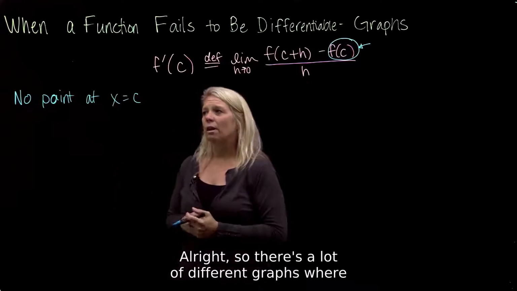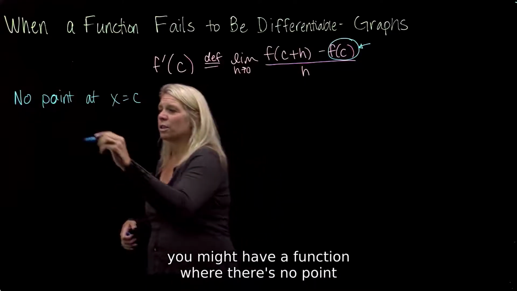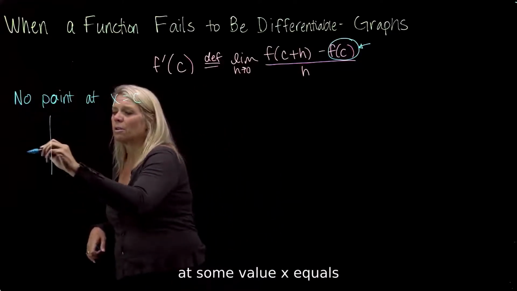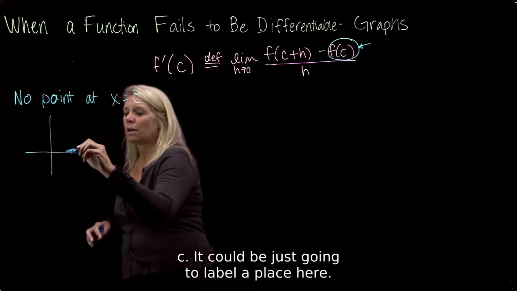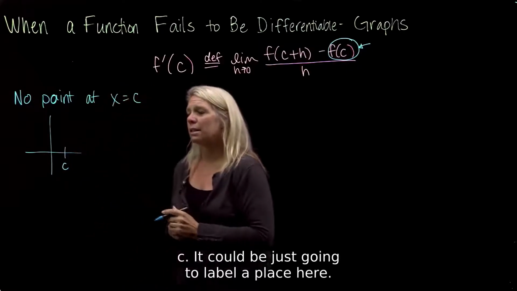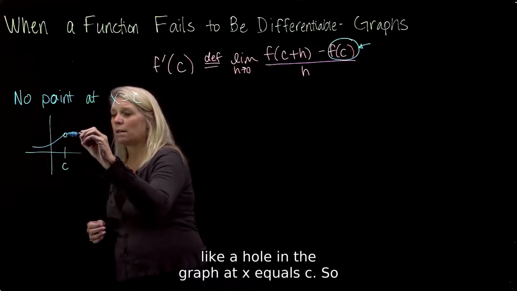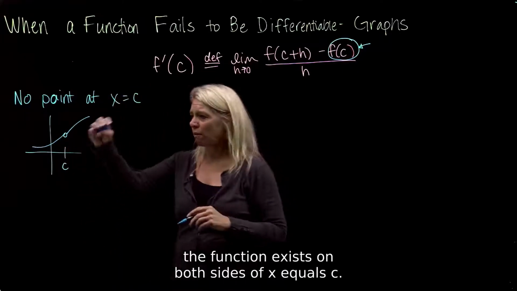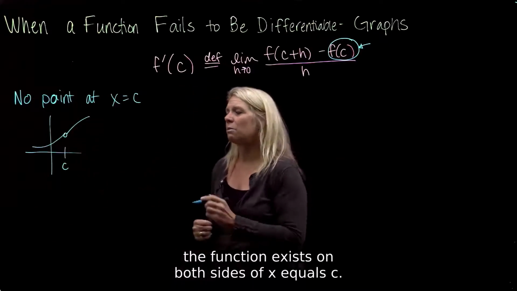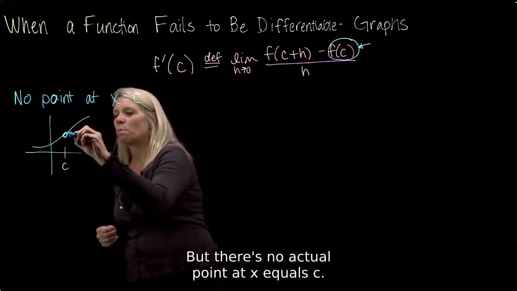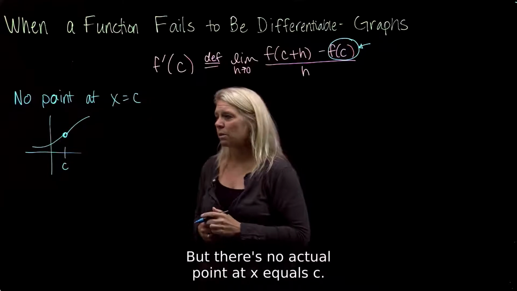There are a lot of different graphs where you might have a function where there's no point at some value, x equals c. I'm just going to label a place here, c. The function might just have a hole in the graph at x equals c. So the function exists on both sides of x equals c, but there's no actual point at x equals c.